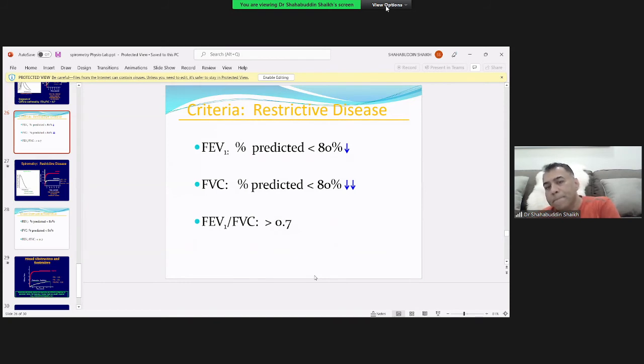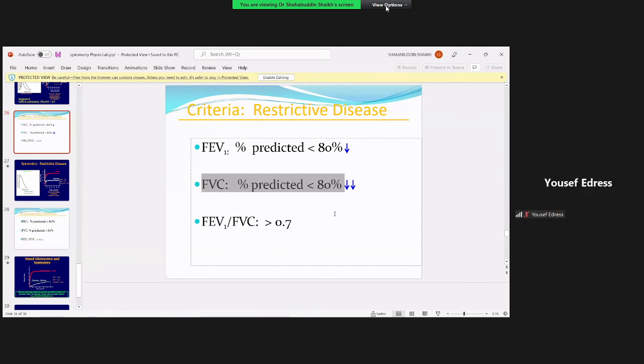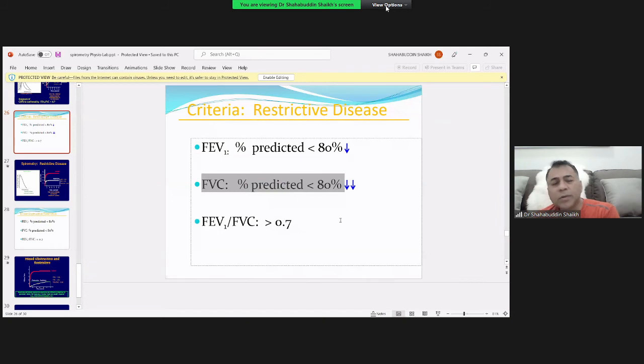So FVC will be the most important criteria. Please remember this criteria. Can you remember this? This is the most important criteria you have to identify. Similar histories will be given, so you have to identify.